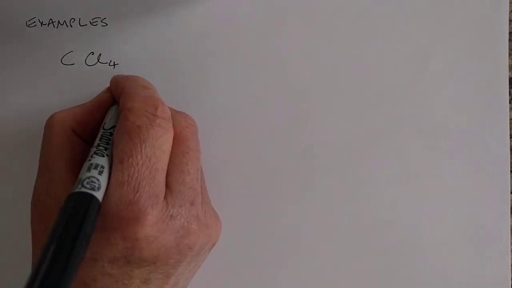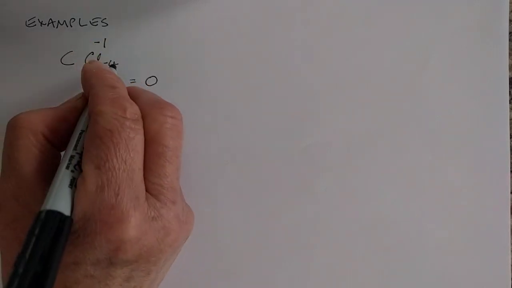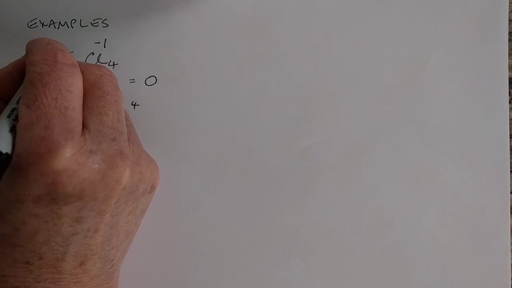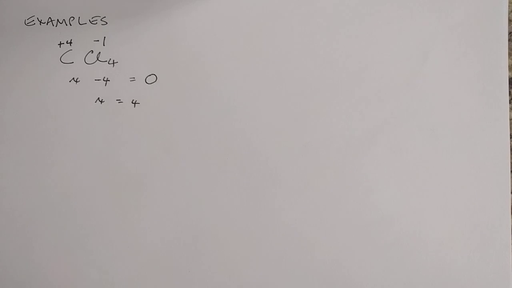All right, so we'll do a few examples of assigning oxidation states. So let's look at carbon tetrachloride, CCl4. It's a neutral compound, so the sum of our oxidation states has to equal 0. Chlorine monatomic ion is -1, so we get a total of -4, -1 times 4. And then our carbon is X. So X equals +4. So the carbon in this compound is +4, the oxidation state.